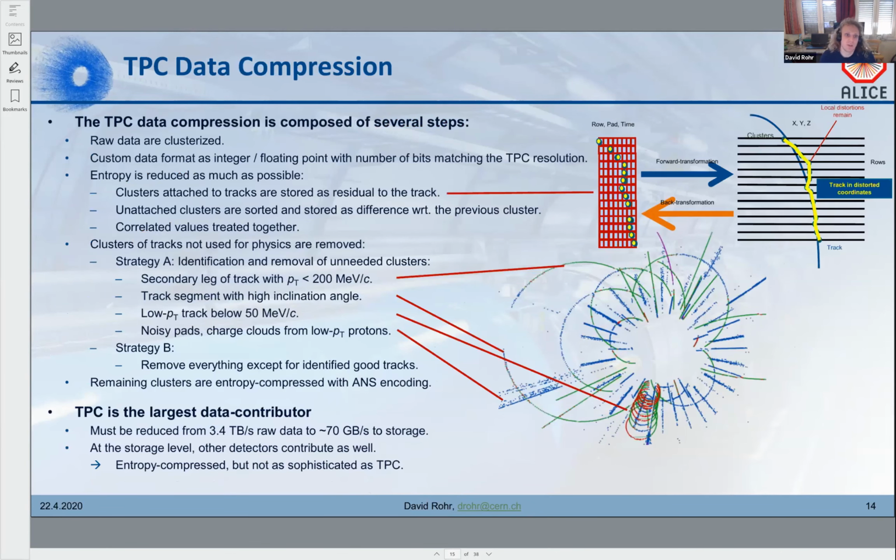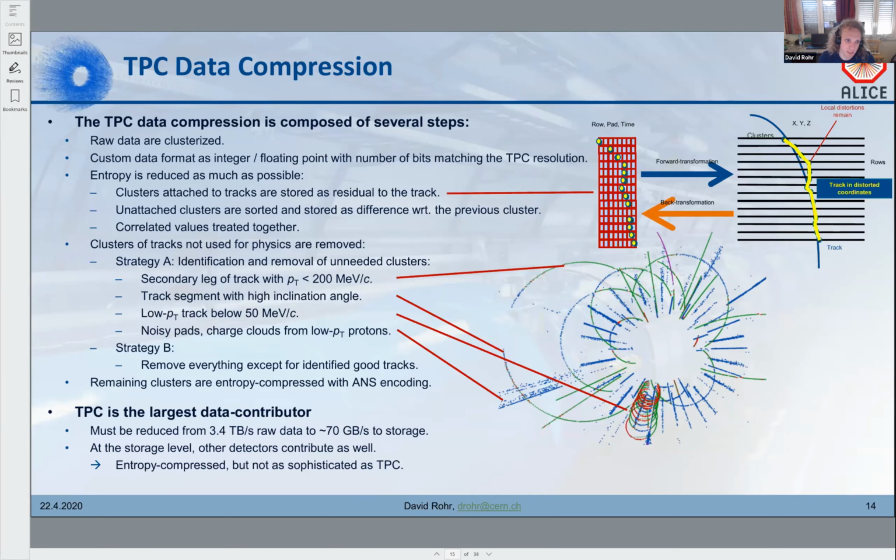Okay, next topic after the calibration is the data compression. As I mentioned before, we have to store 50 times more data, so we have to reduce the data volume significantly. And I'll talk again mostly about the TPC because this is the largest contributor to the data volume. So we use basically a sequence of multiple steps to compress the data.